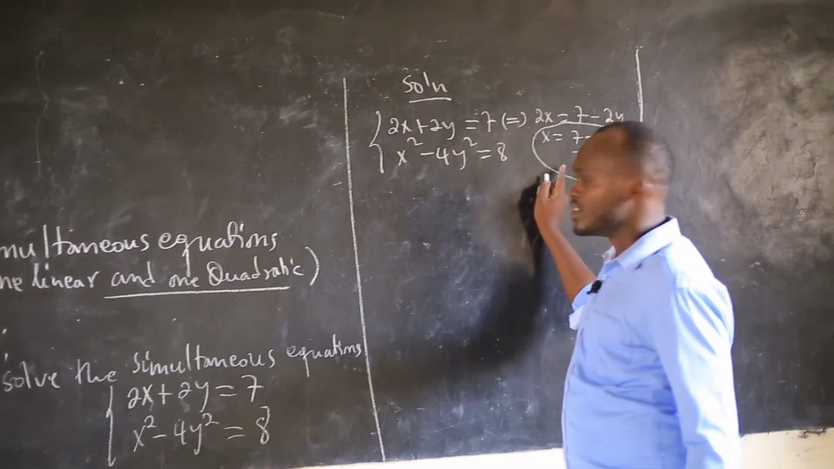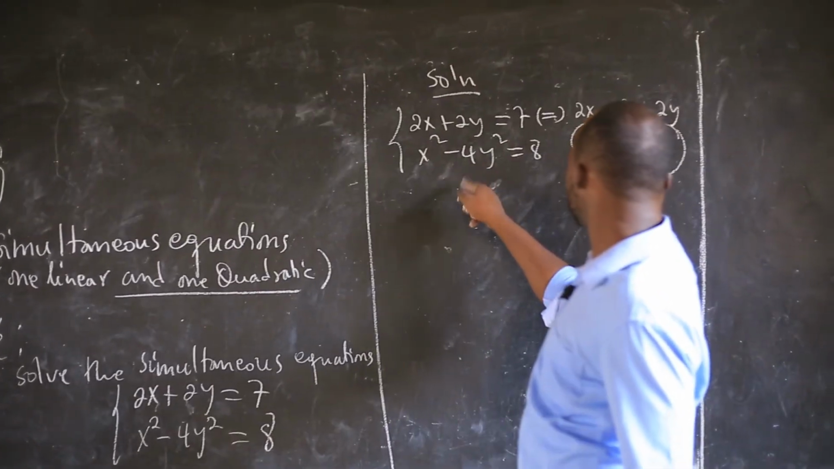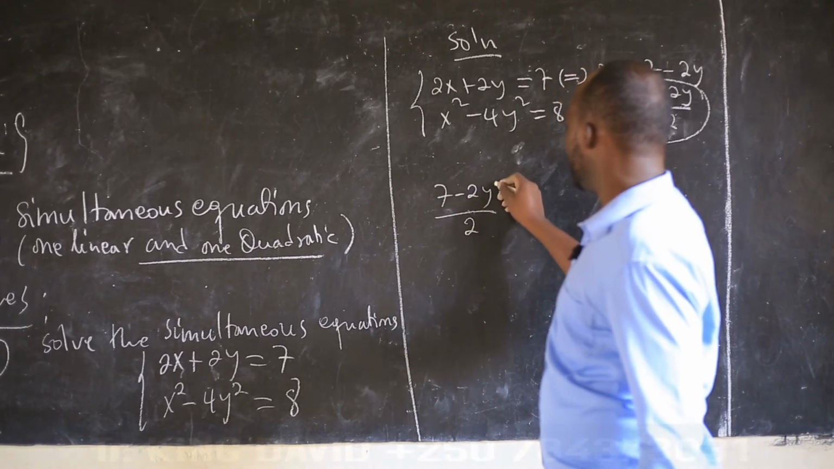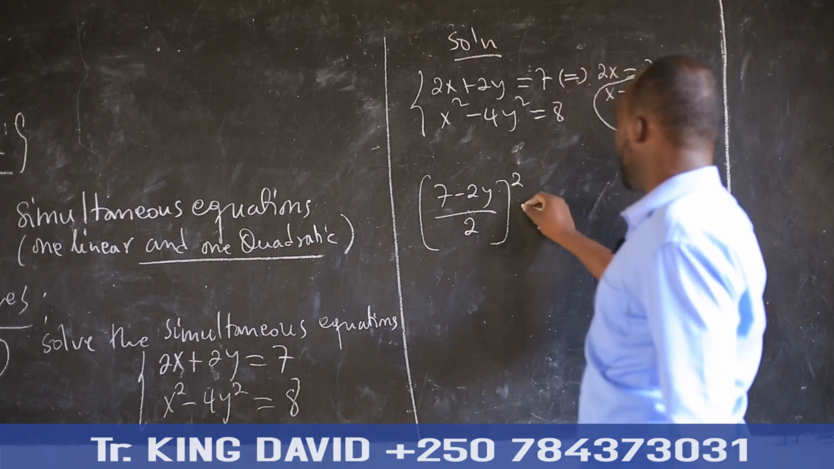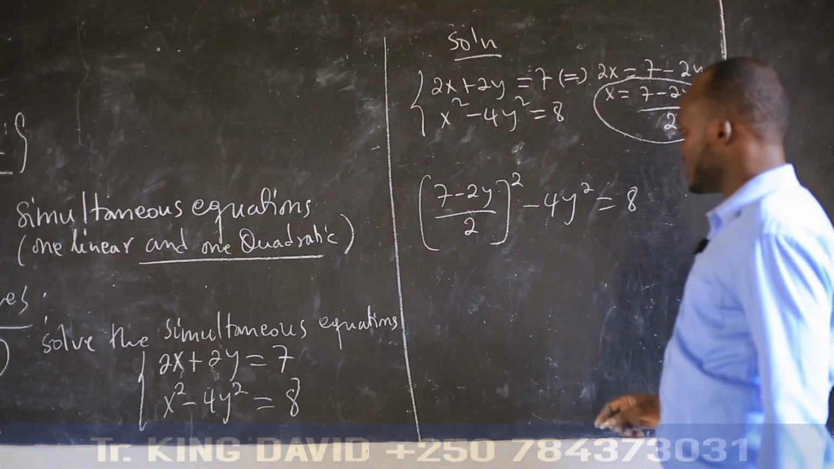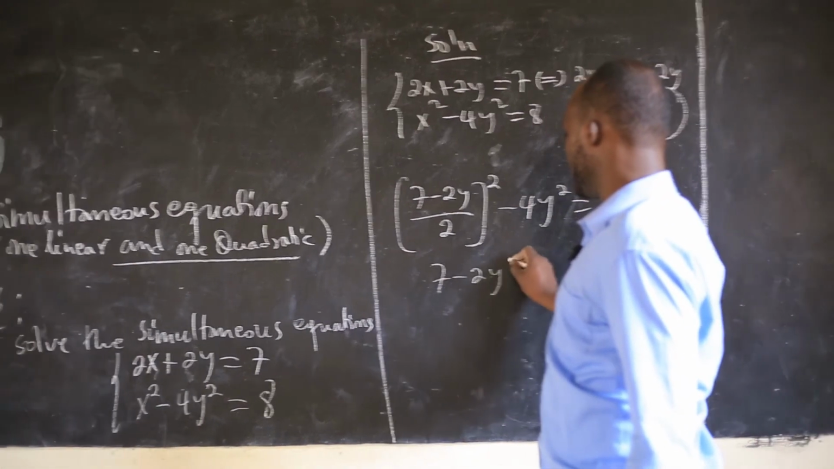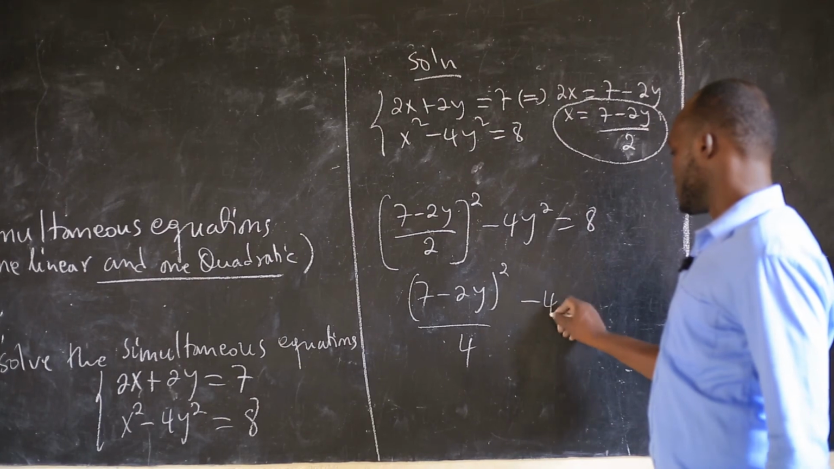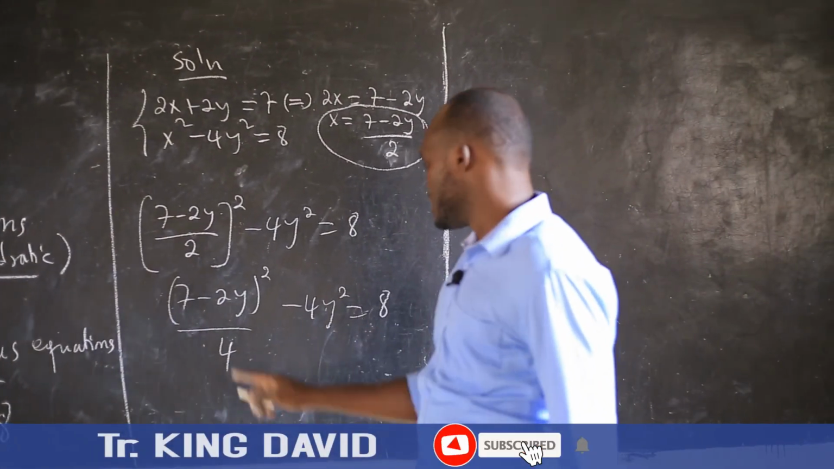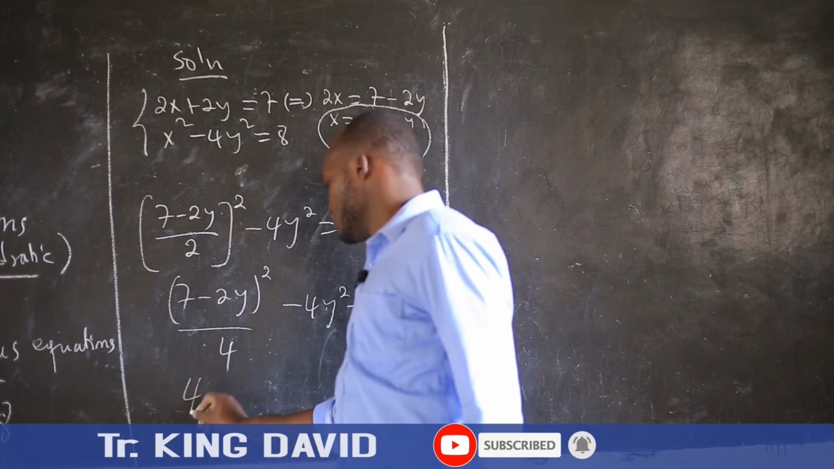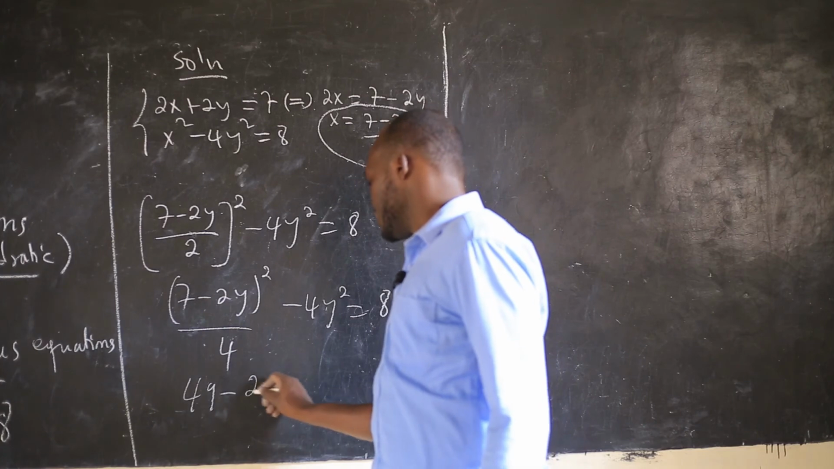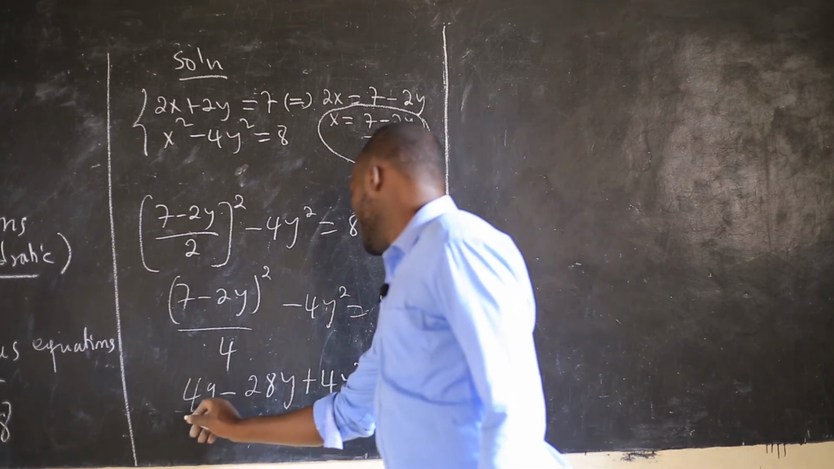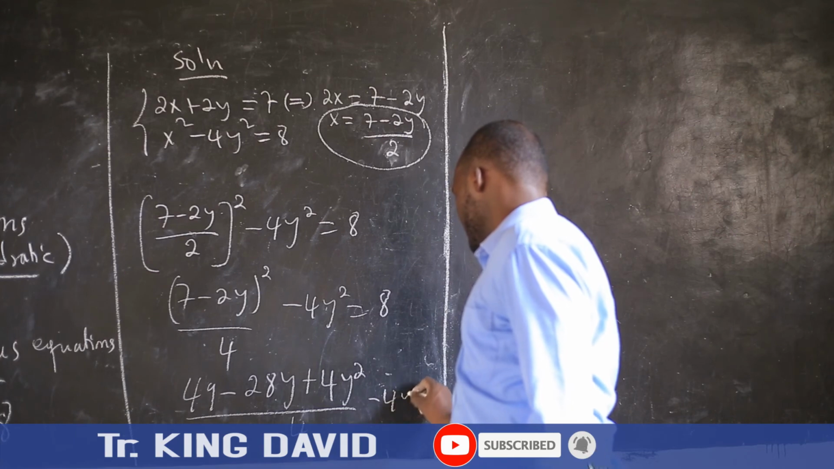Where we have x, we're going to use 7 minus 2y, divided by 2. So we substitute this in the second equation. Meaning that where there is x, we're going to use 7 minus 2y over 2. So it will be 7 minus 2y over 2 in brackets squared, minus 4y squared equal to 8. So we get 7 minus 2y squared over 2 squared, and 2 squared is 4, then minus 4y squared equal to 8. If you expand that, that is 49 minus 28y plus 4y squared divided by 4, minus 4y squared equal to 8.